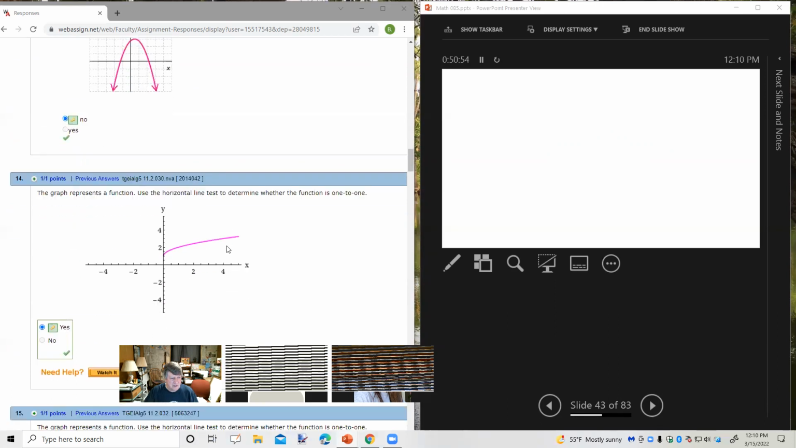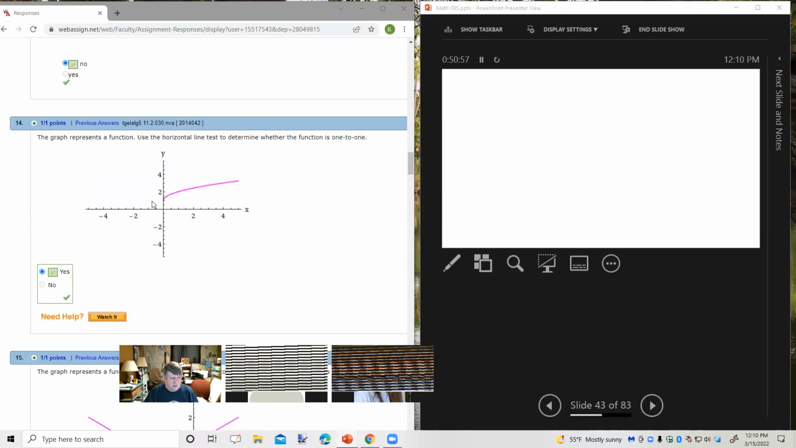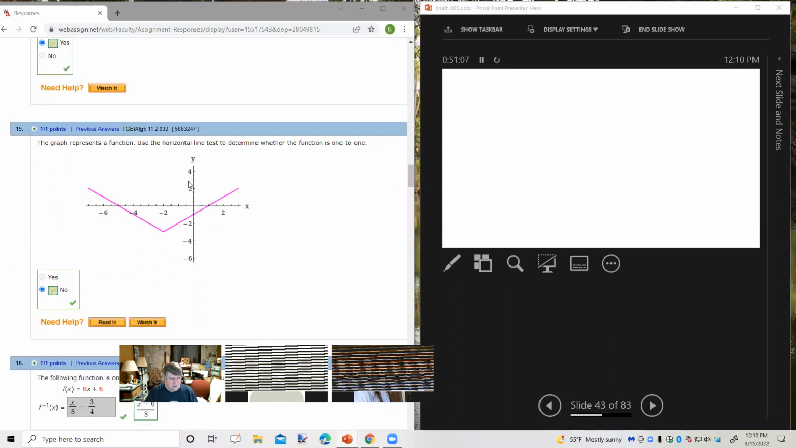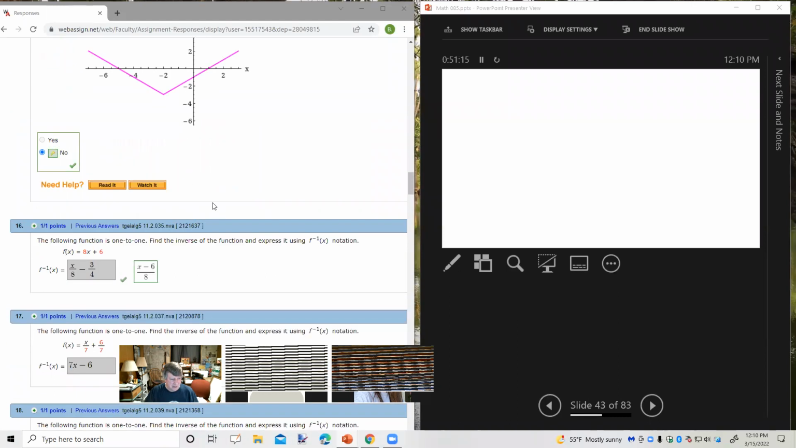No. This one passes the horizontal line test. Follow? Yeah. This is not 1-to-1. Okay. Is that it or more? Yeah, that's it. No, I totally get it now.